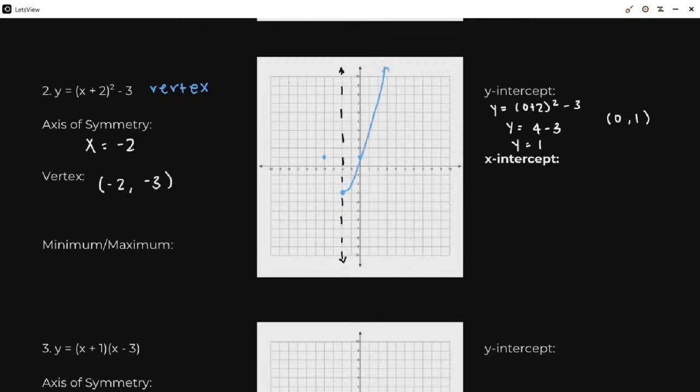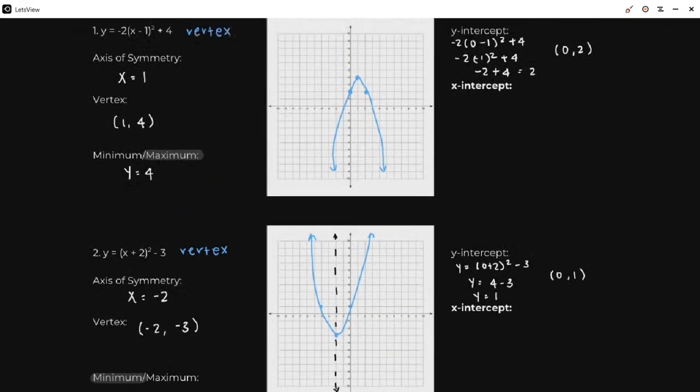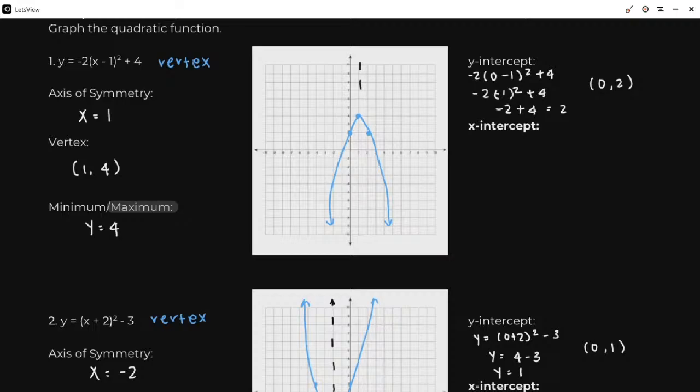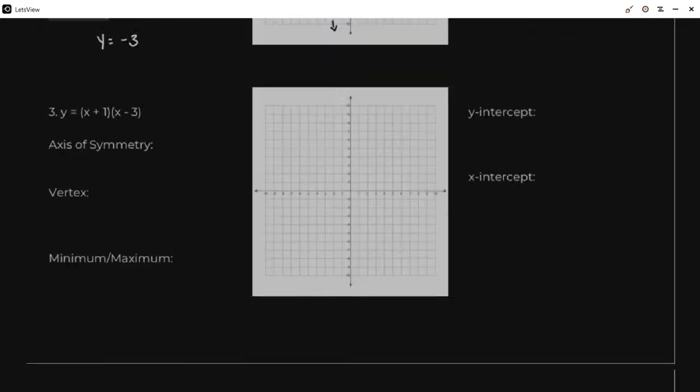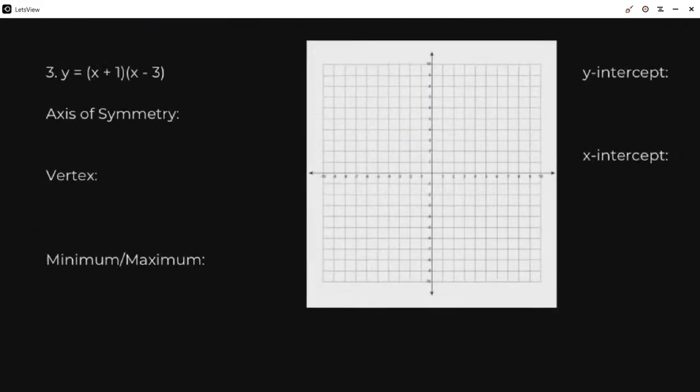Okay, so it'll look something like this. So that means we have a minimum since it's opening up. And it's going to be at y equals negative 3, because all the y values are above that point. Okay, so let me just go back up here and draw in the axis of symmetry. Okay, the next one, this is intercept form.